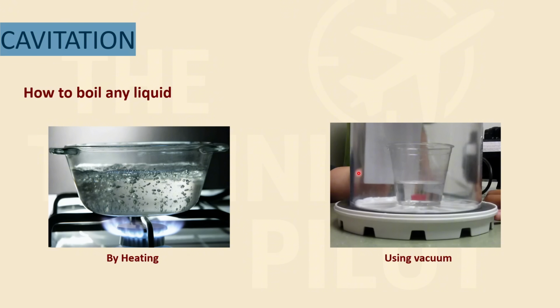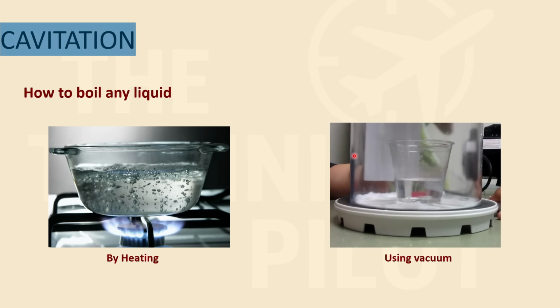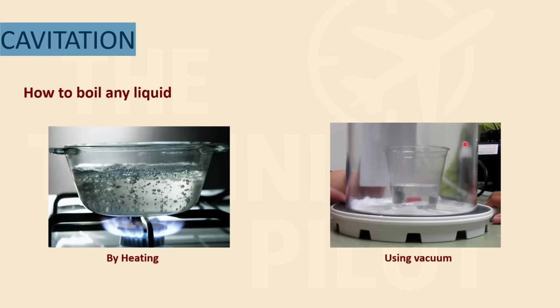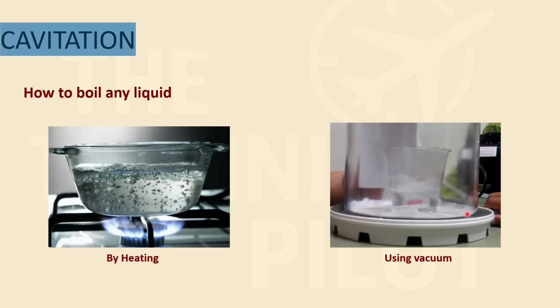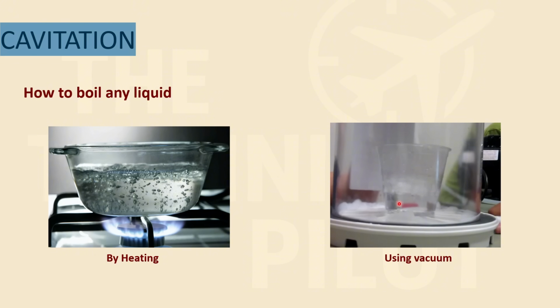But there is another method which we can use to boil something without heating. That is by reducing the atmospheric pressure, right? By reducing the pressure that the liquid is feeling. So in this particular example, you can see this is a glass of water inside a vacuum chamber. See, as the pressure is reduced, the liquid is getting boiled. And this is not by heating. This is done by lowering the pressure surrounding this liquid.